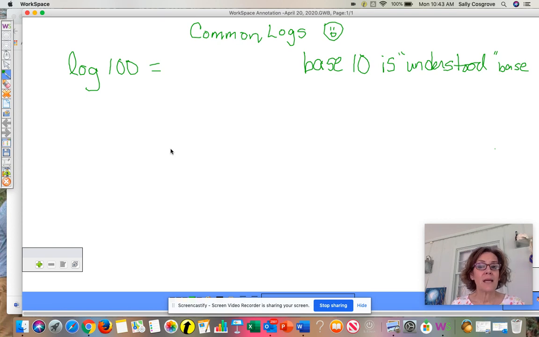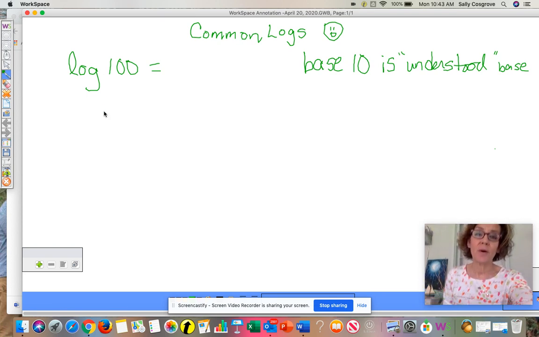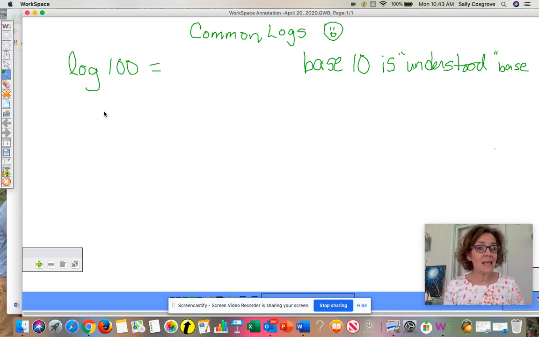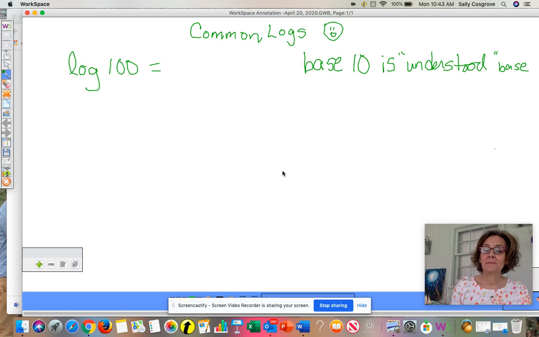In science and math, the two bases that are dominant, that are used 99.9% of the time, are base 10, which we're going to learn about and use today. There's nothing new to learn. It's just using it and getting used to not seeing the base written. That's going to be the new part. And then the second one is base E, which we will look at Wednesday and Friday.